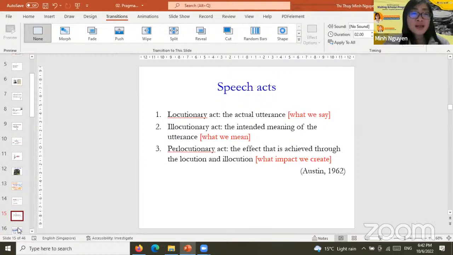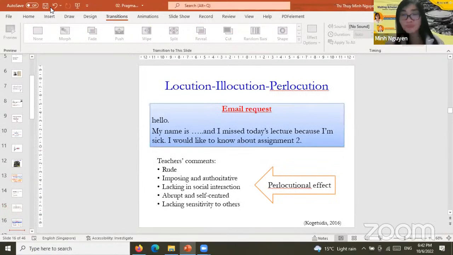Let me give you some more examples to make it easier to understand. If you recall this email that we shared in last week's lecture, an email request from a student to a lecturer, the student says, "Hello, my name is..., and I missed today's lecture because I am sick. I would like to know about assignment 2." The whole email here, every word, is called the locution. It means the actual utterance.